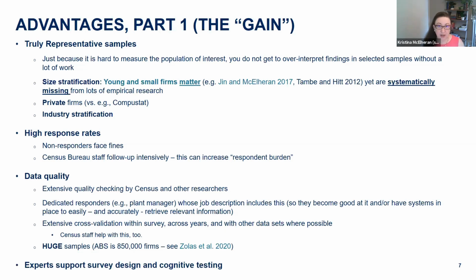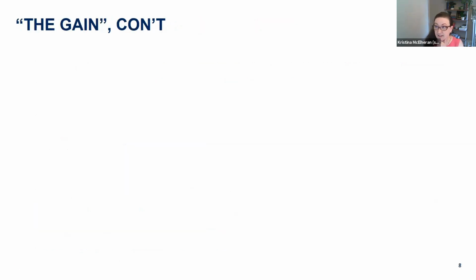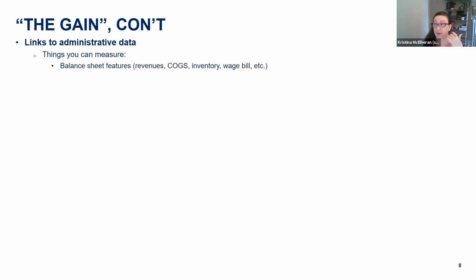And then what I want to spend a little bit of the rest of my time getting back to is we had a lot of experts help us with survey design and cognitive testing. And this is where the secret sauce, I think, really goes in, because doing the cognitive testing and making sure your respondents can really do what you're asking them to do is very, very essential. So the other benefit here is that we can link to the administrative data. And again, that's no joke. So it's the IRS balance sheet data with revenues, COGS, inventory, wage bill.